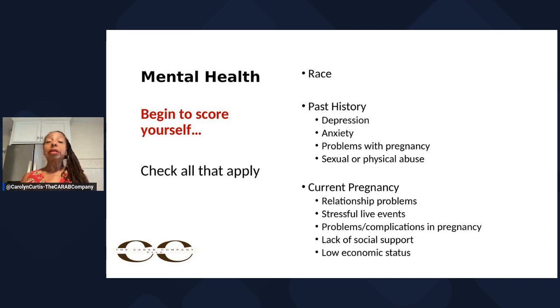Are there problems with any previous pregnancies? Sometimes the pregnancy can be seen as a traumatic event for the mom. So were there problems with a previous pregnancy? Is there any history of sexual or physical abuse? If we were to look at what's going on with the current pregnancy now, are there problems with the relationship with the father? Or even within the extended family, these things will affect mom.